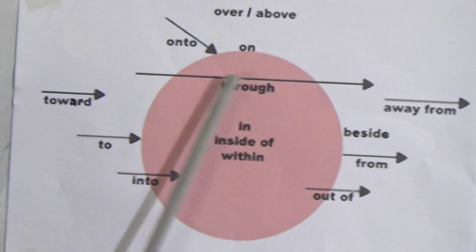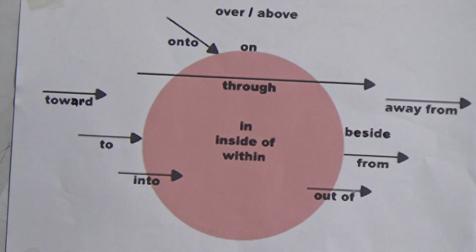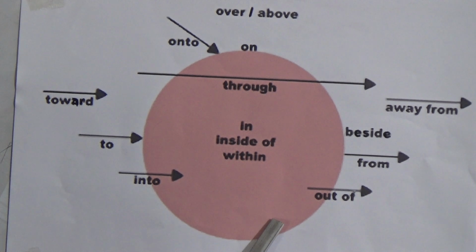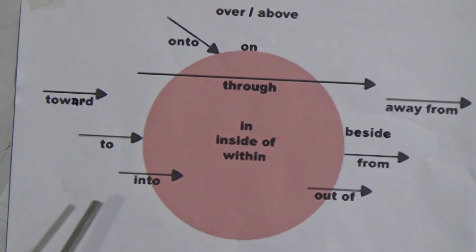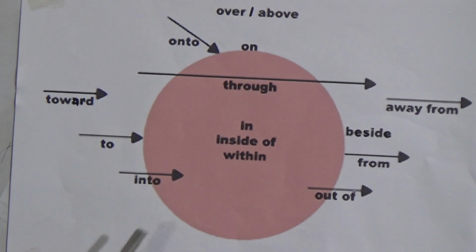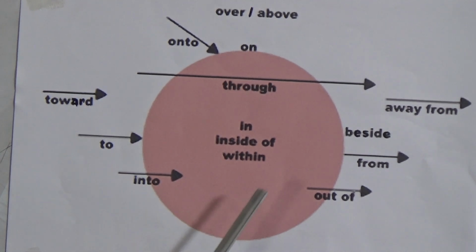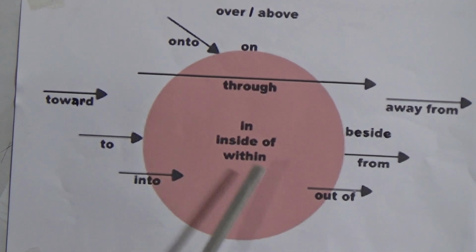And now look, there is a circle for you. It will be an easy way to know the use of prepositions. You will just remember this circle. Okay, now look, dear students, if something is in an enclosed area, we will use in, inside of, or within. And if something wants to enter into this circle, we will use into. And if something wants to go outside from the circle, we will use out of.